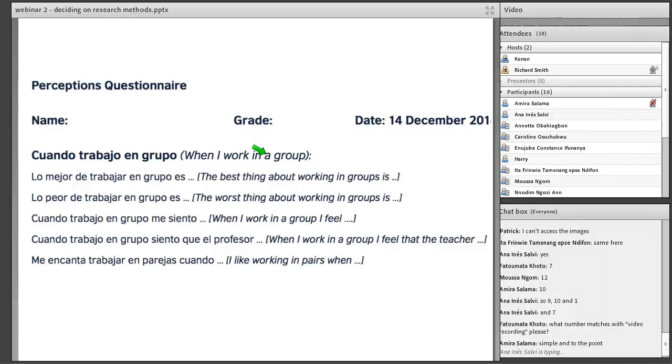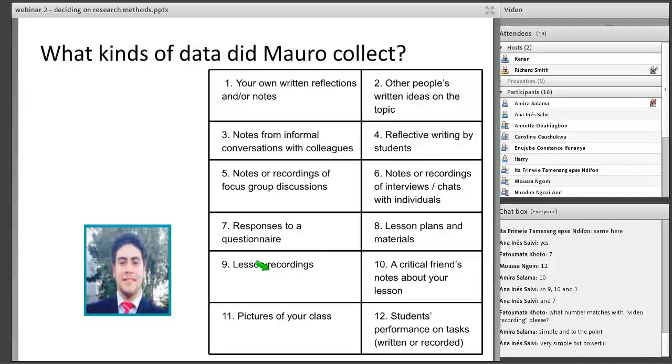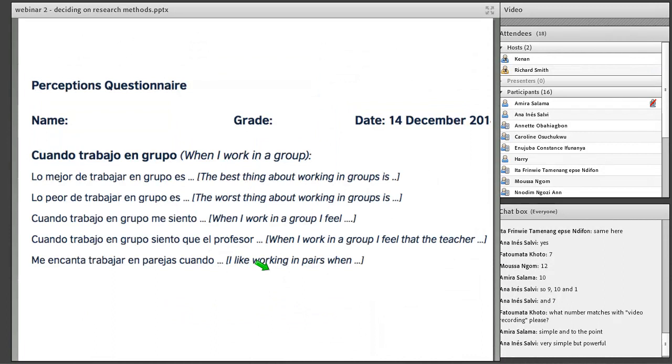Fatimata, you've asked me a question. I want to try to answer your questions as we go along. What number matches with video recording? Let me just go back. I think it's this one, number 9, lesson recordings. It could be an audio recording, or it could be a video recording. In this case, it was a video recording.